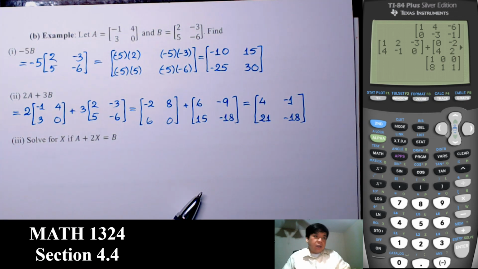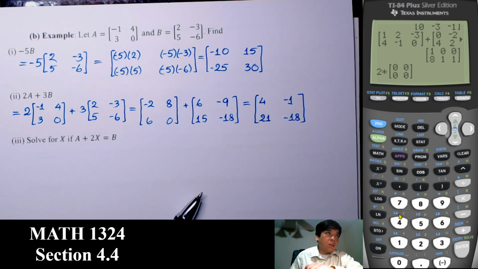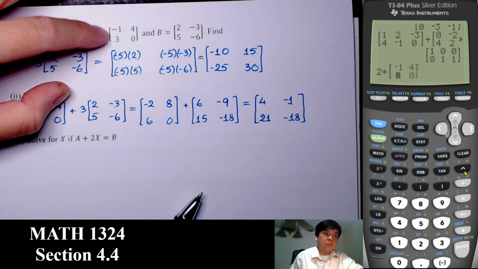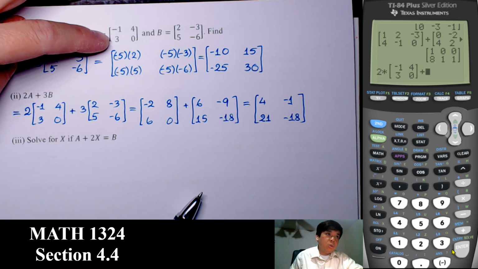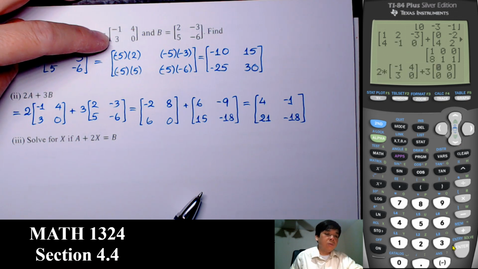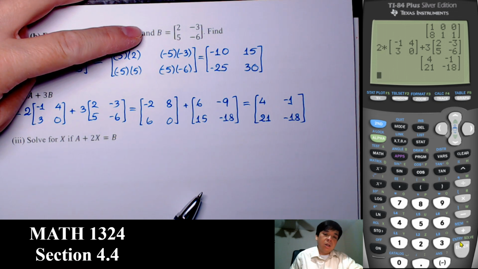Right. So let's check. If we have 2 times, alpha zoom, this is the 2 by 2 matrix, 8, negative 1, 4, 3, and 0, and then plus 3 times, 2, 2, negative 3, 5, and negative 6. Right, so that's what we have.